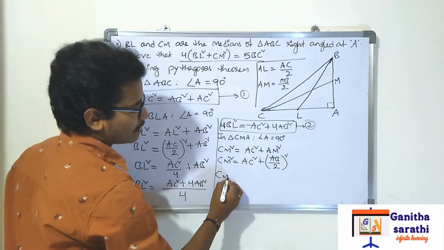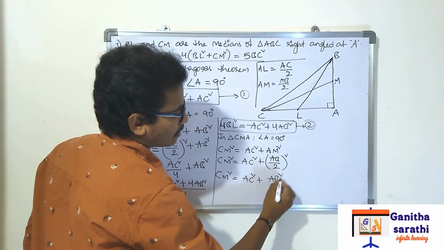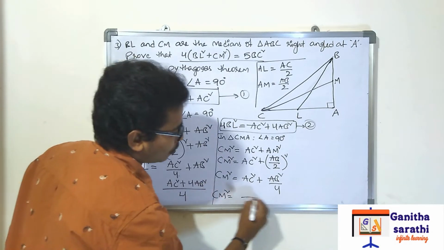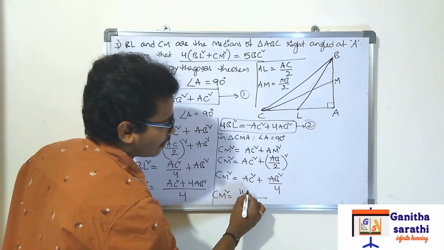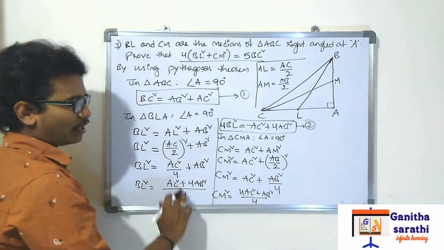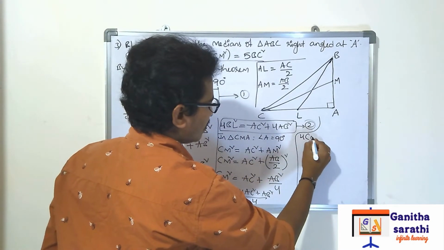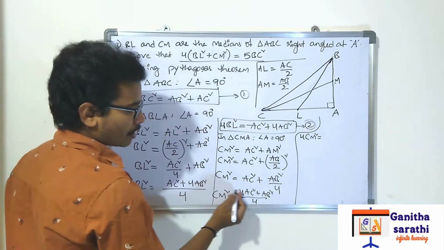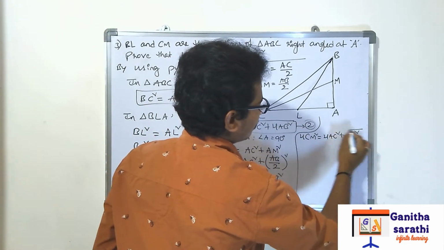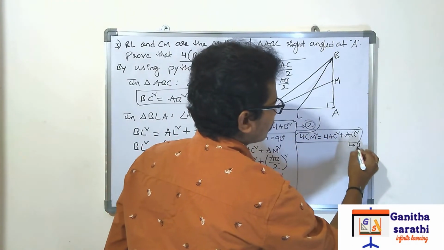Now, CM square is equal to AC square plus AB square by 4, since 2 square means 4. What is the LCM? 4. So 4AC square plus AB square. If 4 comes to the left-hand side, it becomes multiplication. So 4CM square is equal to 4AC square plus AB square. This is equation number 3.